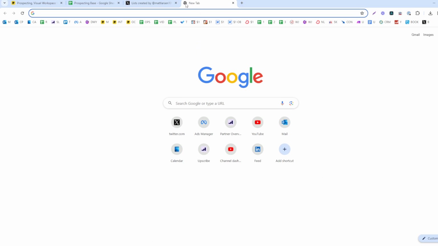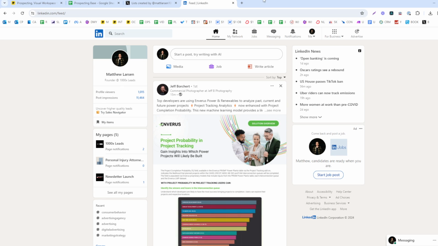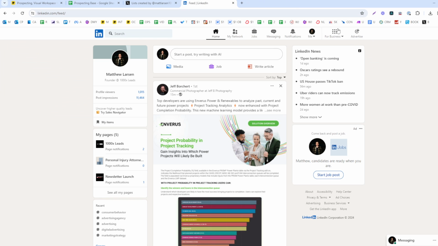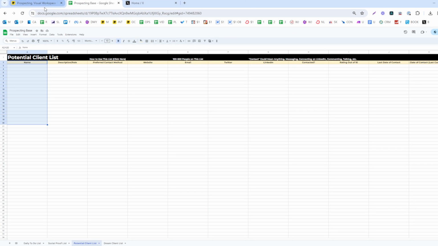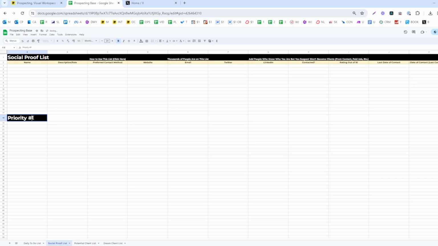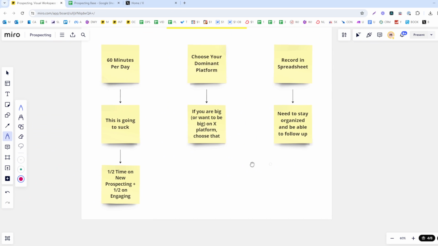There's nothing, as far as I know, on other platforms like LinkedIn or Instagram that gives you the same efficiency as that. So that's really why I prefer Twitter to do that. So that is the strategy for that list. We want to prioritize this. So let's just say this is priority number 1. Let's say this is priority number 2. And let's say this is priority number 3 when you're actually going through your 60 minutes and engaging with people, because you spend half the time on that.